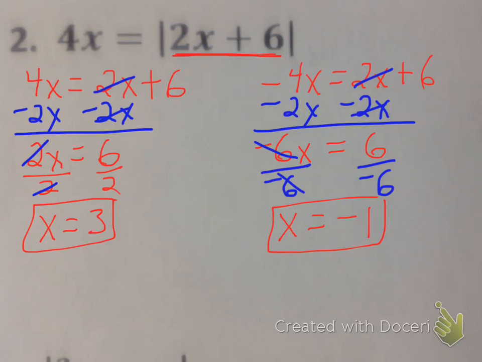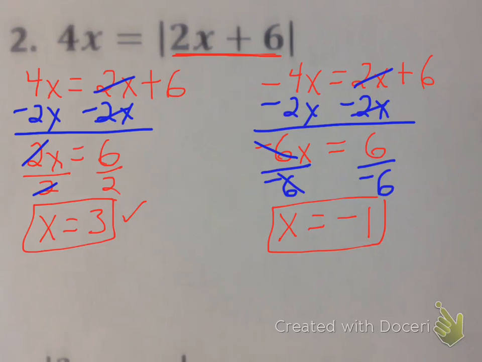Now I'm going to check. Since there's an x on the other side, we have to check for extraneous solutions. So I'm going to plug the 3 back in, so that's 3 times 2 is 6. 6 plus 6 is 12. Absolute value of 12 is 12. And then plug the 3 in for the x on the 4x, so that's 4 times 3 is 12. So that one is 12 equals 12.